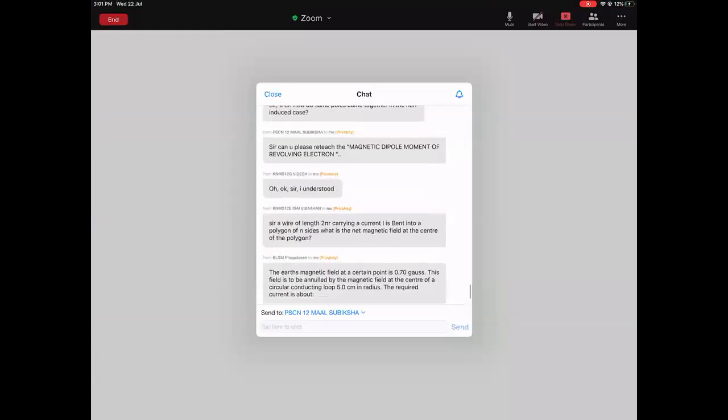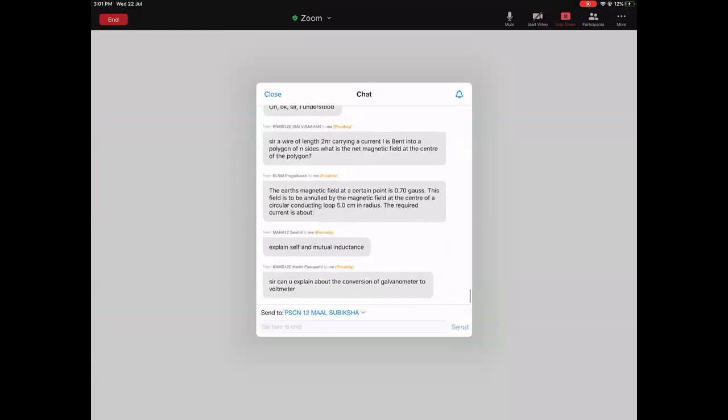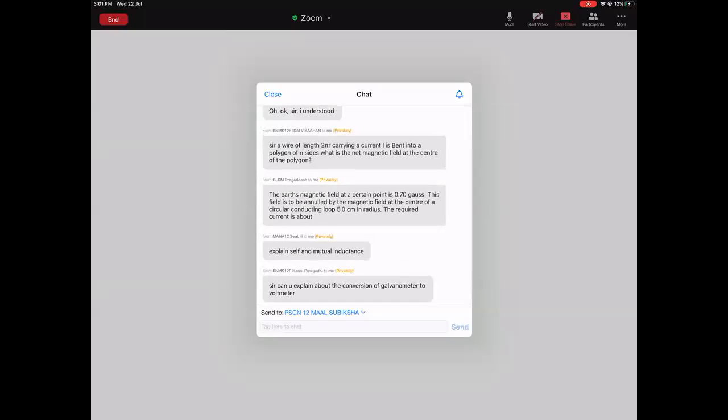Magnetic dipole moment I discussed. Wire polygon we will discuss. Explain self I told out of syllabus. Can you explain about galvanometer? I explained.